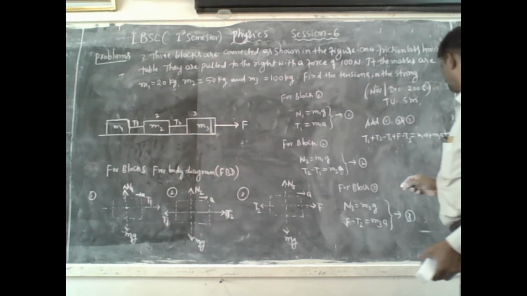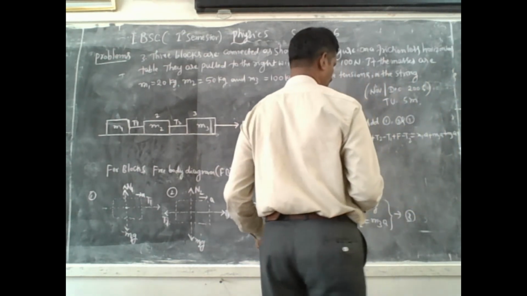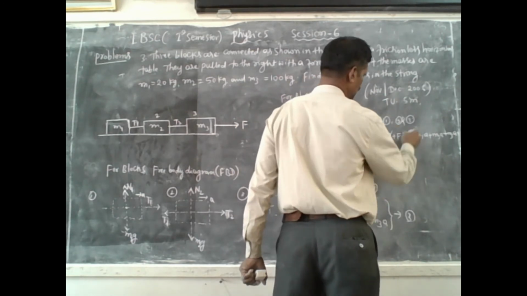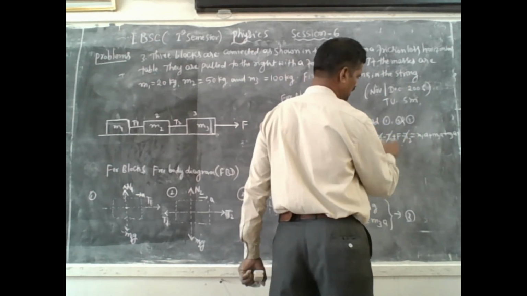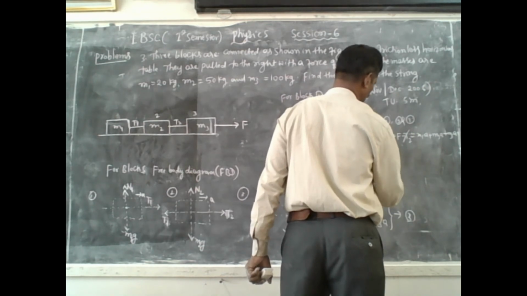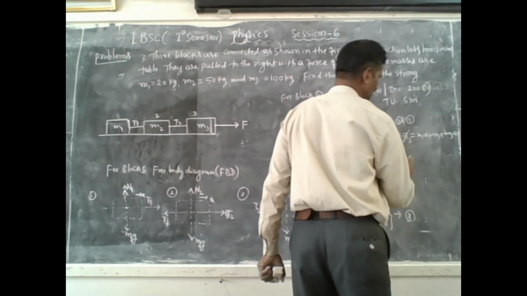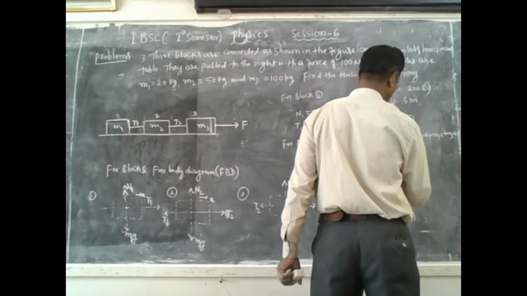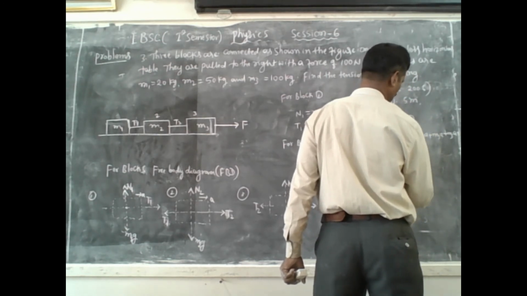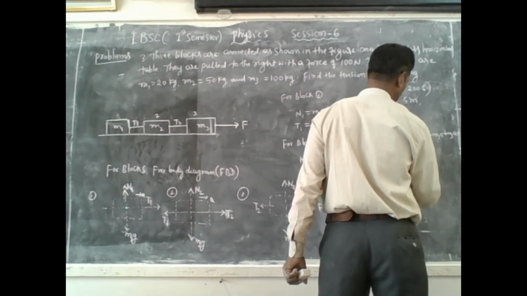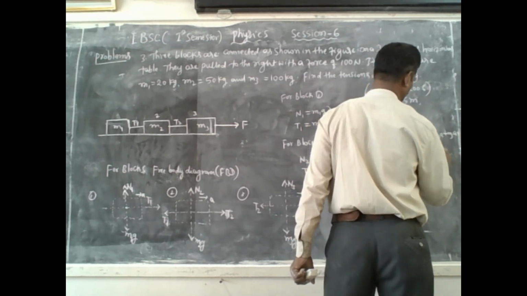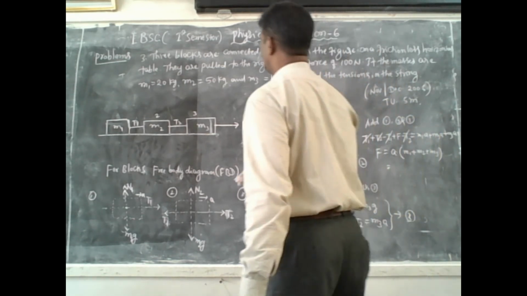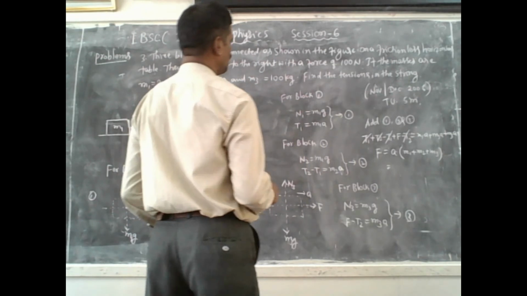Isn't it? So now T1 and T1 get cancelled, T2 and T2 get cancelled. What is remaining? Only F is there. Force is equal to M1A plus M2A plus M3A. So we can take common MA, acceleration, times M1 plus M2 plus M3. Because here A is the acceleration of the block.